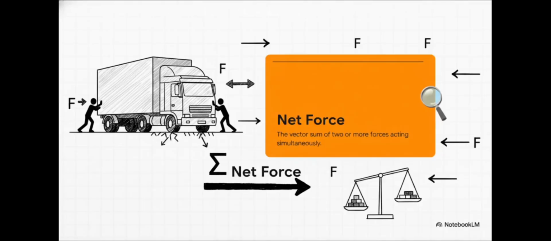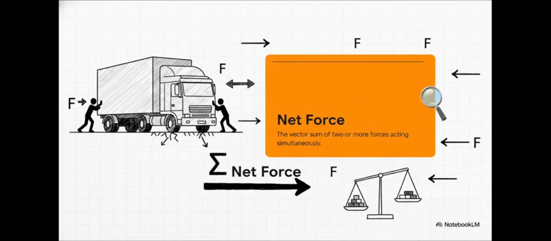So at its absolute core, a force is simply a push or a pull acting on an object. And we measure this in units called newtons, named after Sir Isaac Newton, naturally. But here's the catch. In the real world, an object rarely has just one single force acting on it at a time. Think about a stalled truck. You've got two people pushing it from behind, but you've also got the friction of the road aggressively pushing back.